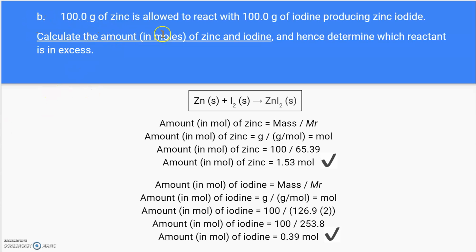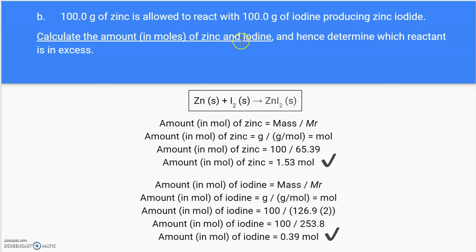Part B asks us to calculate the amount in moles of zinc and iodine, and then, based on the data, determining which reactant is in excess. Now, this slide will be covering the first part of the exercise, which is underlined, calculating the amount in moles of zinc and iodine. So I just copy-pasted the equation here because, again, it's important.